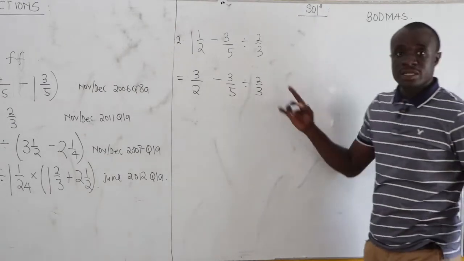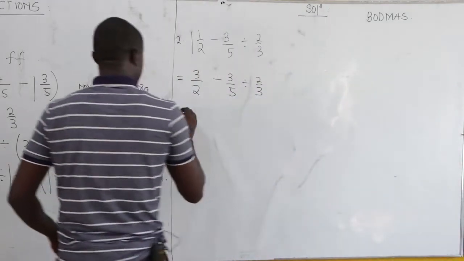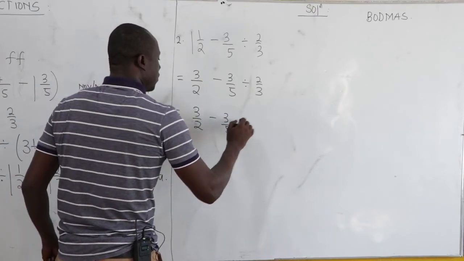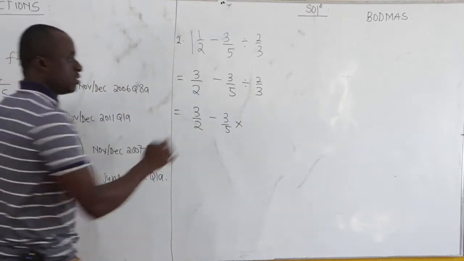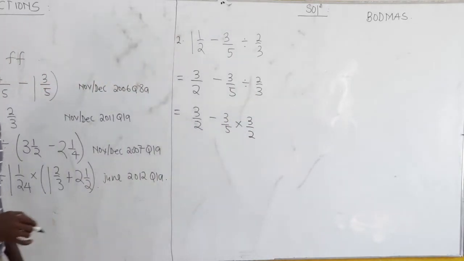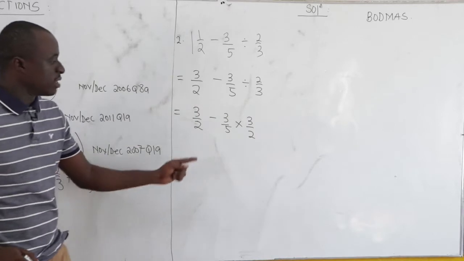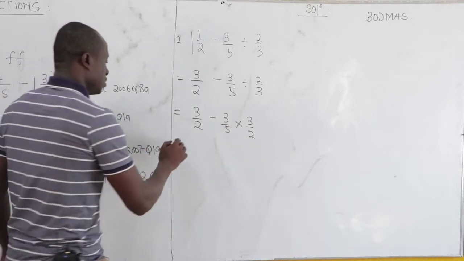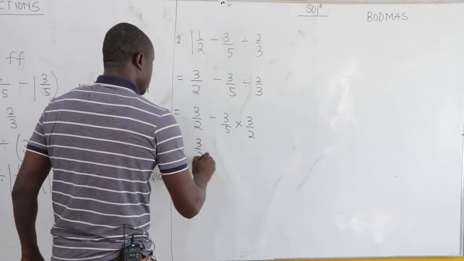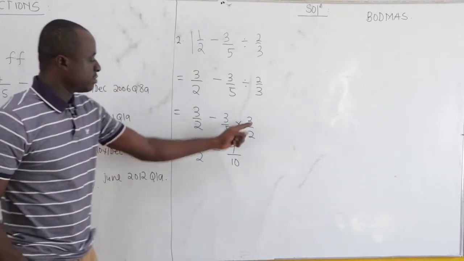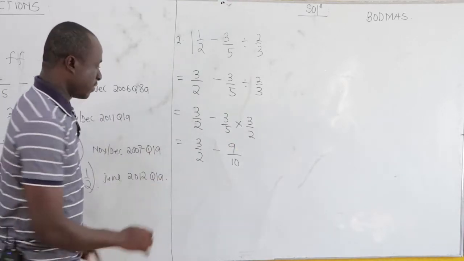I reciprocate the second term. So here, 3 over 2 minus 3 over 5 times, we change division to multiplication, then we have 3 all over 2, and we have to reciprocate the second term. Now when you are multiplying, numerator times numerator, denominator times denominator. So we have 3 over 2 minus 9 all over 10. 3 times 3 is 9, 5 times 2, we have 10.